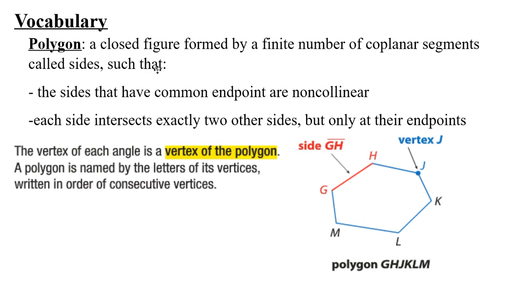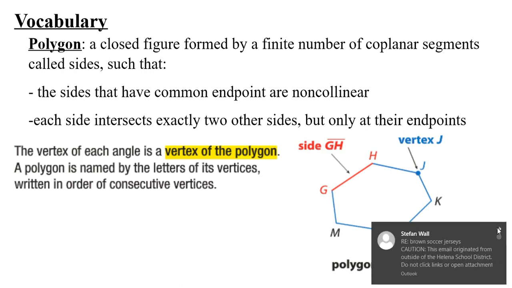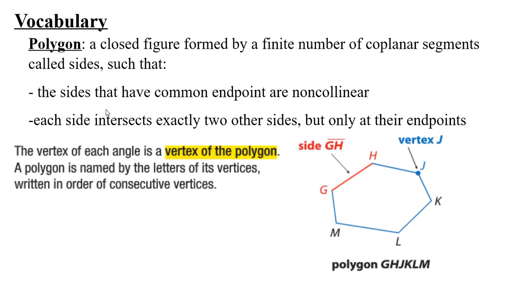called sides. Here are the properties. Each sides that have a common endpoint cannot be on the same line. And then each side intersects exactly two other sides, but only does so at their endpoints. So the polygon is just a figure formed by straight line segments, is essentially the mathematical definition of it. The vertex of each angle is a vertex of the polygon. So if you look, this polygon has 1, 2, 3, 4, 5, 6 vertices. So it's going to be a six-sided polygon.